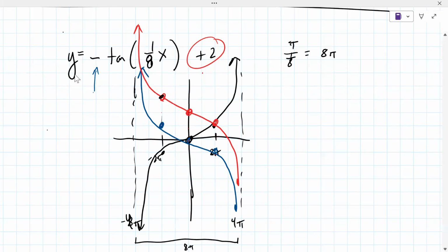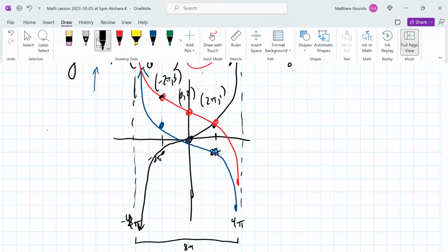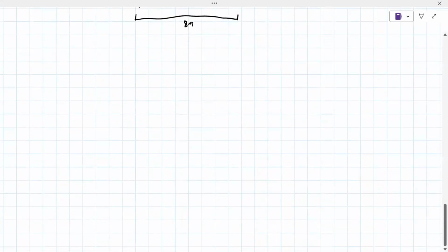Okay. And I'm not labeling any of these, which is bad. I mean, you probably need to label these, like you just said. Is this negative 2 pi, comma 3? This is 2 pi, comma 1. This is 0, comma 3. Is that okay? Yeah. Please ask all your questions. This is not an easy topic.